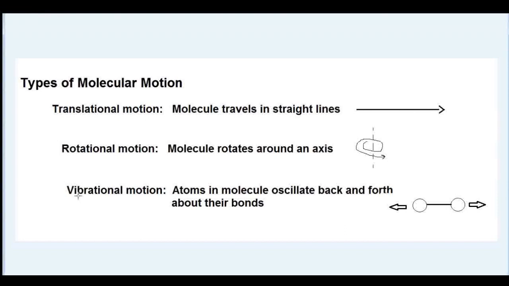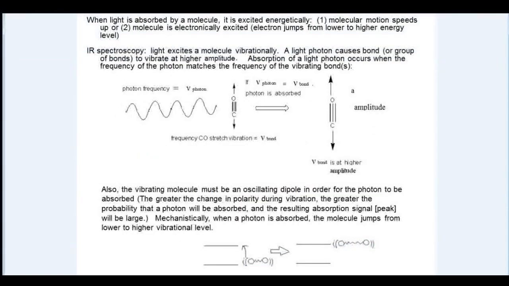Now, when an IR light beam passes through a sample of molecules, and the frequency of a given IR photon impinging on a vibrating bond matches the frequency of the vibrating bond, the photon is absorbed. The molecule, when it absorbs the photon, becomes vibrationally excited, and when it's vibrationally excited, the amplitude of the vibrational motion increases.